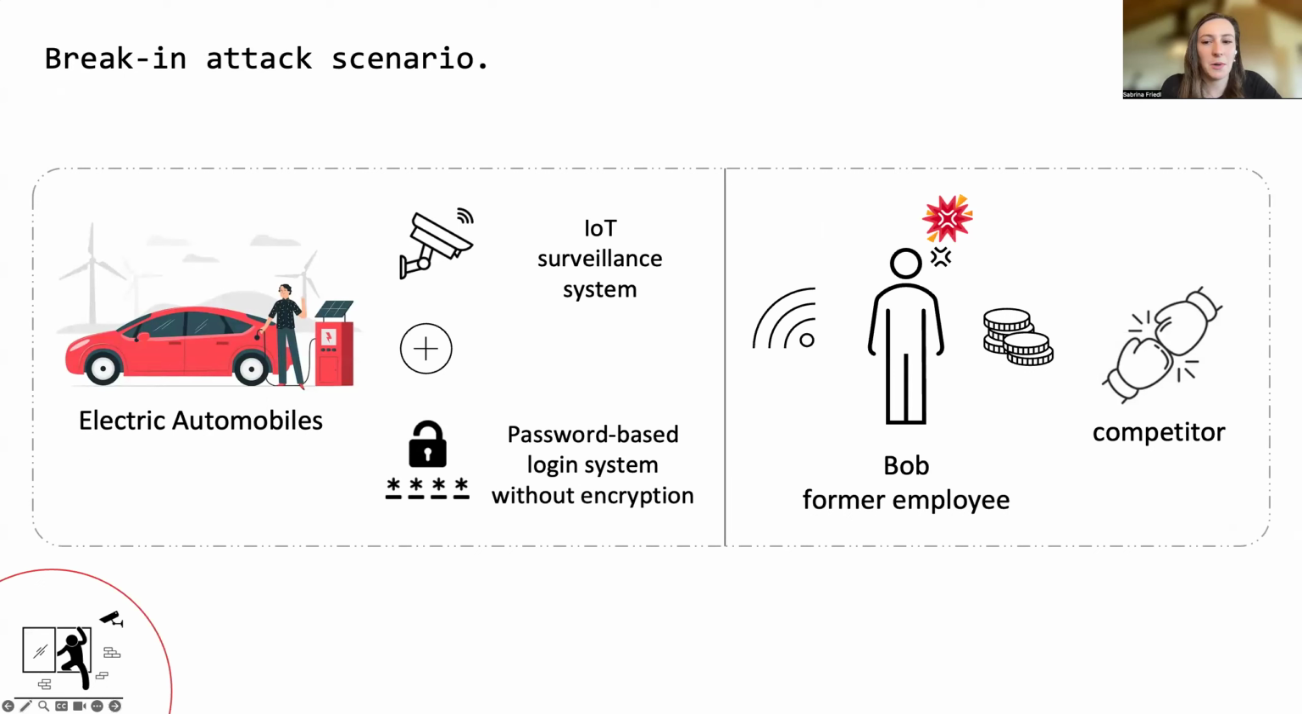Let's directly start with the break-in scenario. On the one hand, the company Electric Automobiles establishes a new IoT surveillance system in combination with a password-based login system, not using encryption. Bob, on the other hand, is an angry former employee who wants to take revenge for his dismissal, which he did not consider fair.